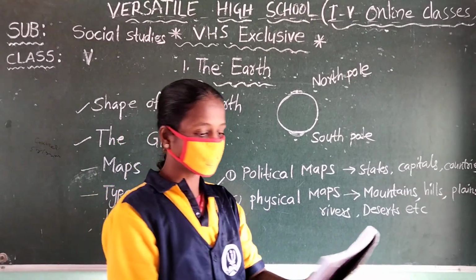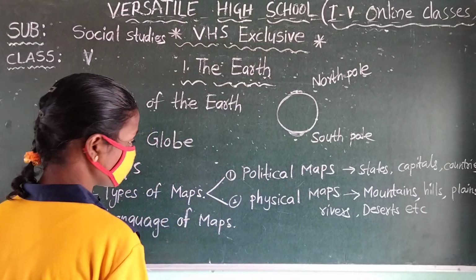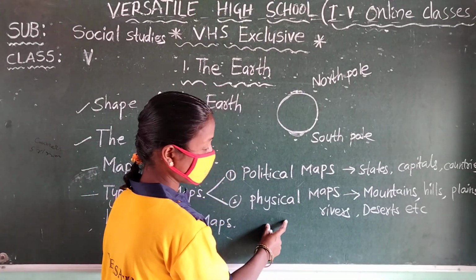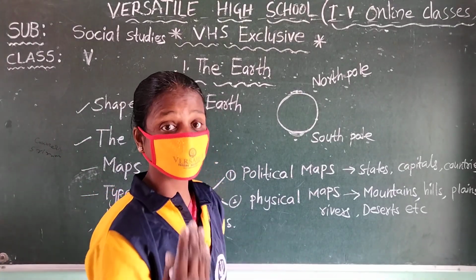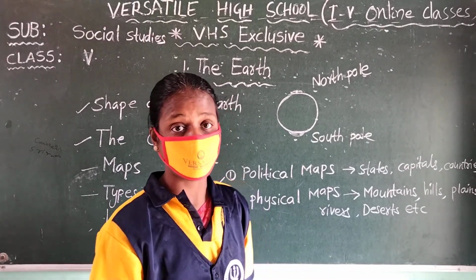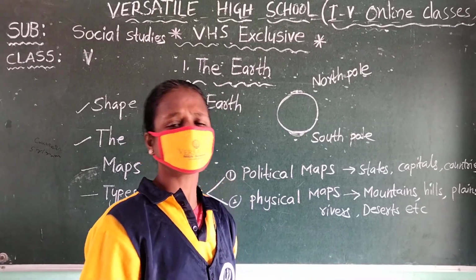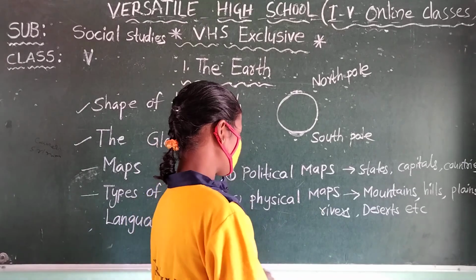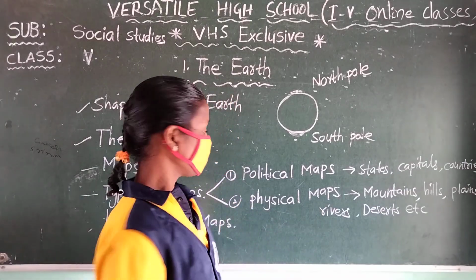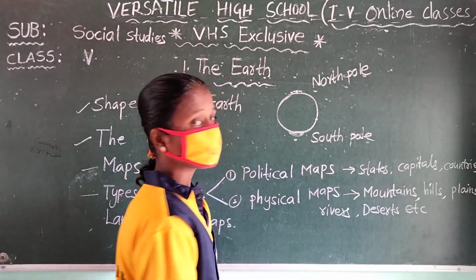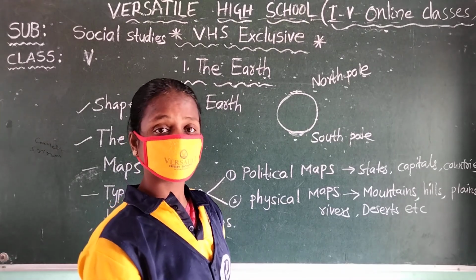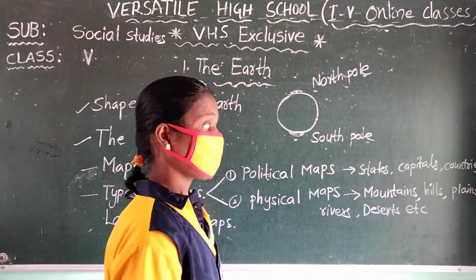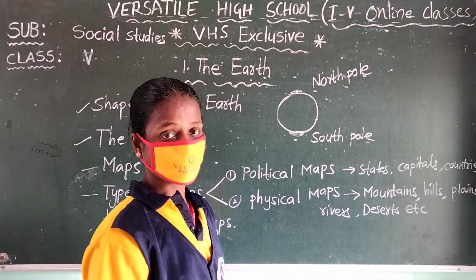Now we are going to the language. You know that if you look at a physical map, you are observing where the forests are, where the crops are, where the minerals are. You can easily observe that on a physical map. In political maps, you are observing only where our states, countries and capitals are.